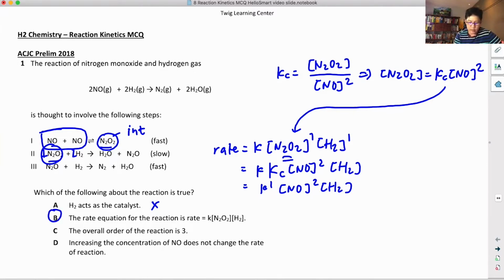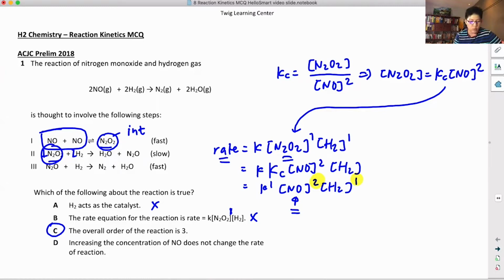The overall order is... So you look at it, this is definitely wrong, because over here you can see it is second order, but this is only first order. The overall order is 3, yes. 2 plus 1 equals 3, so it's actually going to be a third order reaction. Definitely this is C. Increasing the concentration of NO does not change the rate of reaction. It's not true, because if I increase NO over here, the rate will definitely increase.